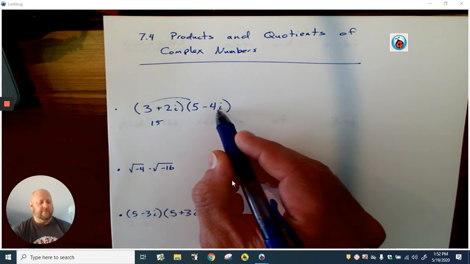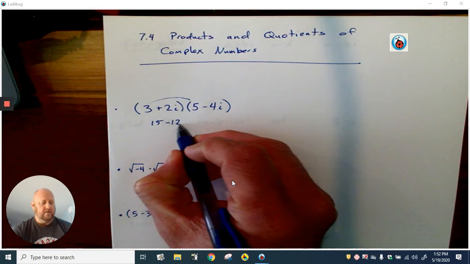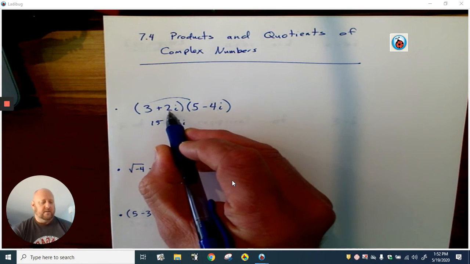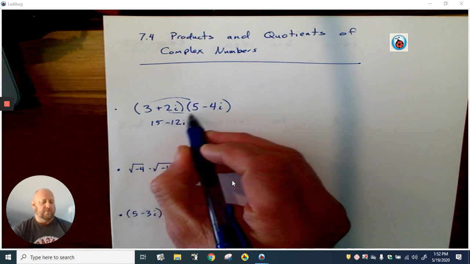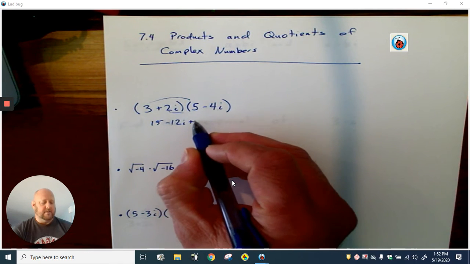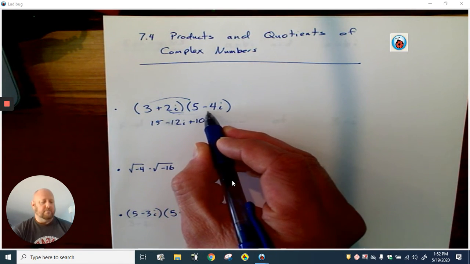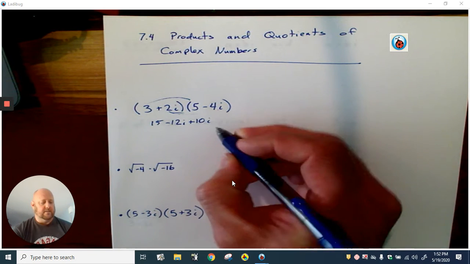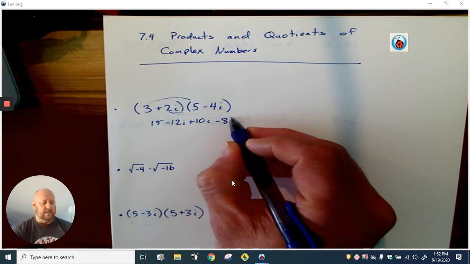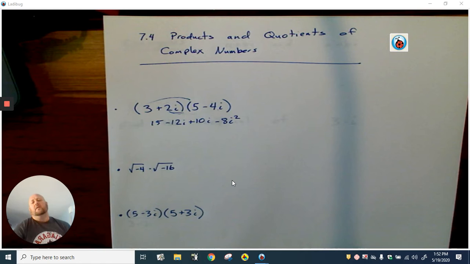3 times negative 4i is going to be negative 12i. And then we take the 2i through. 2i times 5 is going to be 10i. And then 2i times negative 4i is going to be negative 8i squared. So it foils exactly the way you think it should. The one difference here is when you go to combine like terms.